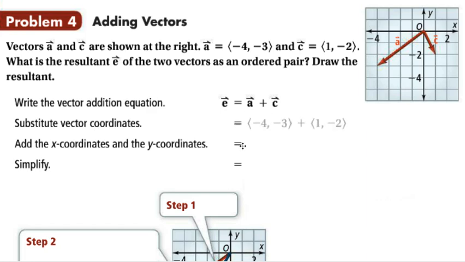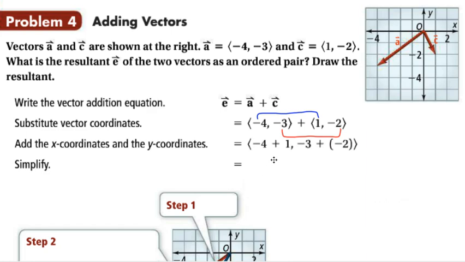And now just substitute in what their coordinates are for A and for C. And then when we add them together, we're going to add the x coordinates and the y coordinates. So remember, we're adding -4 to 1, and then we're also adding -3 to -2. And I know you can do this in your head, but I'm going to show you anyway.